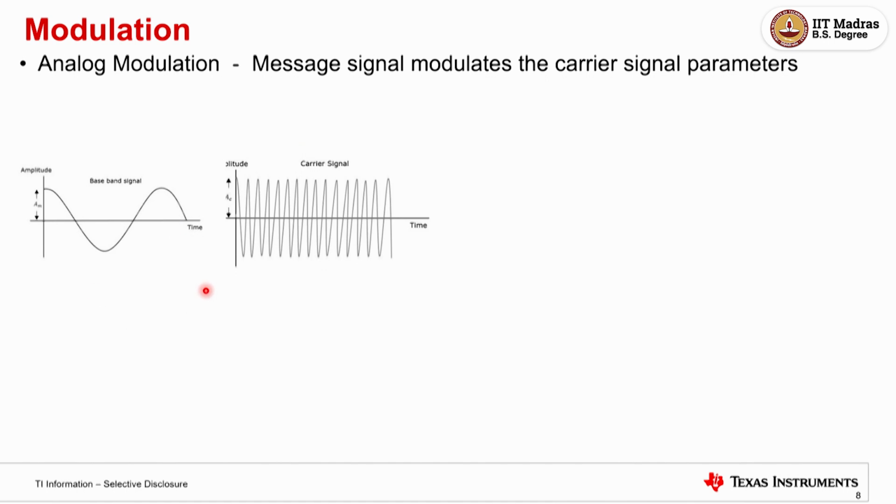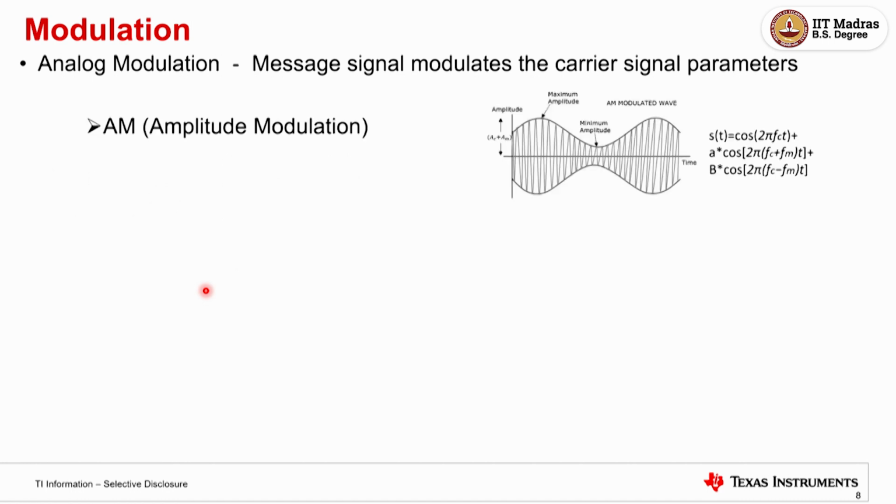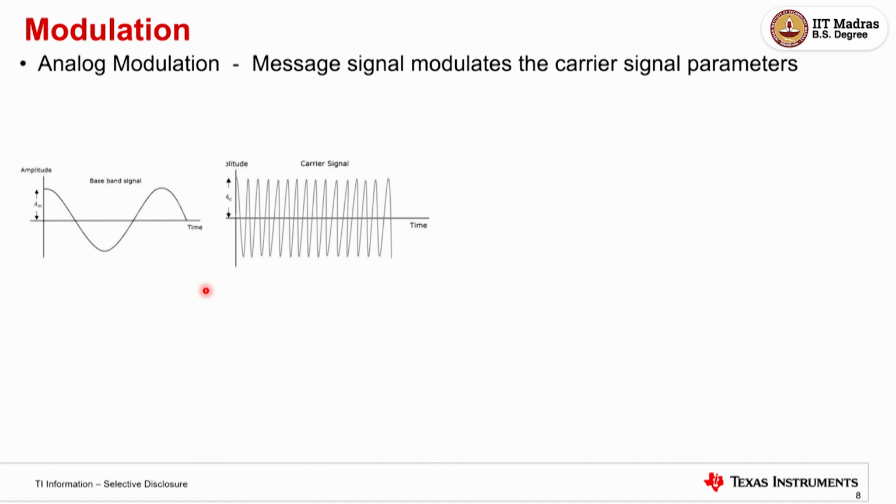What do I do? There are broadly three different ways of doing it, right? So we'll see, one is called amplitude modulation. You can clearly see, the left side is a slow moving signal and this is a fast signal.